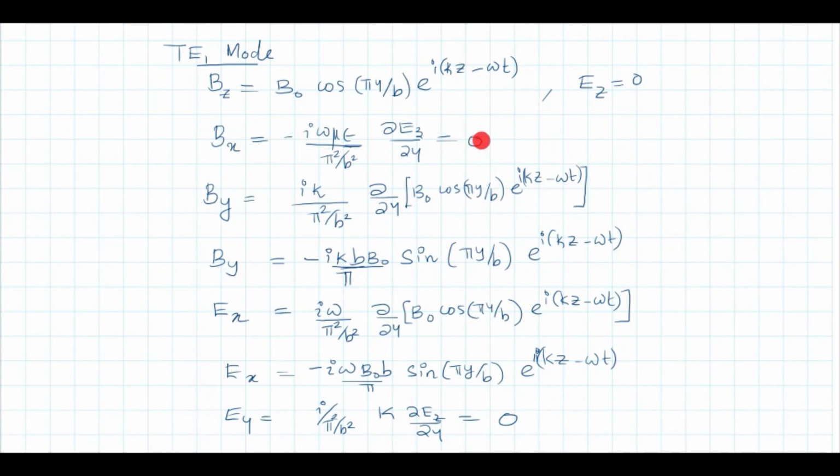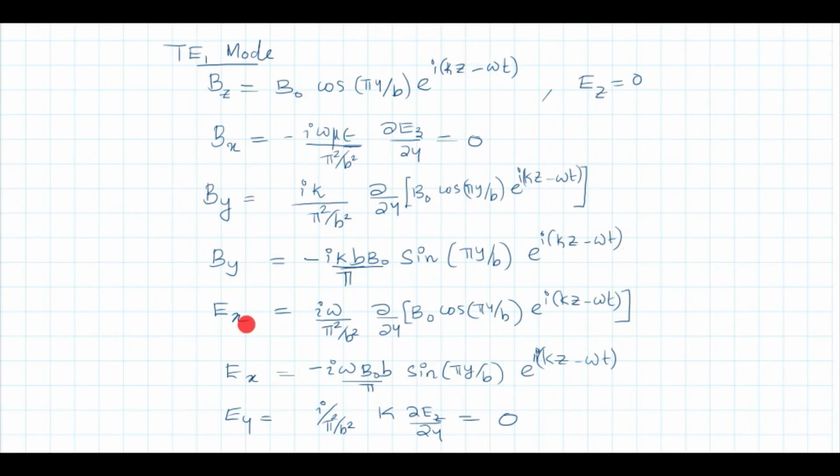You obtained Bx as 0 because Ez is 0. By, you have to take the derivative of Bz with respect to y. Then you will get this as minus ik B into capital B0 divided by pi into sine pi y by b e raised to i(kz minus omega t), because the derivative of cos is minus sine.